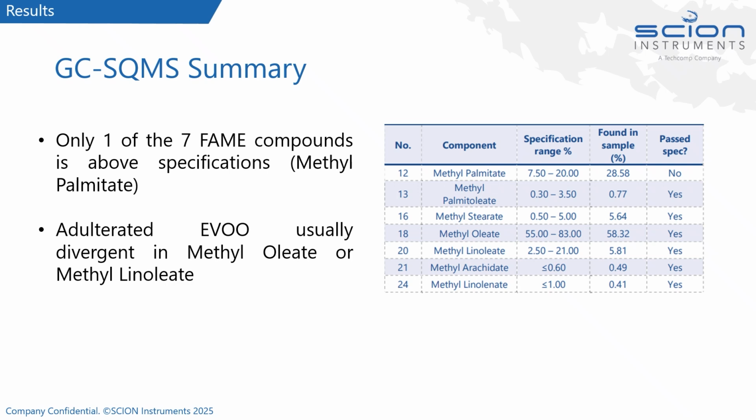Another confirmation that the EVO is not adulterated is to check the presence of trans isomers. This analysed EVO, extra virgin olive oil, did not contain any trans FAME compounds. This basically indicates that the sample was not exposed to any heating process or any adulterations and is likely an authentic EVO.